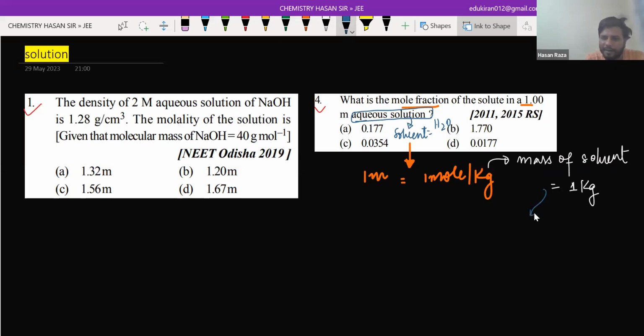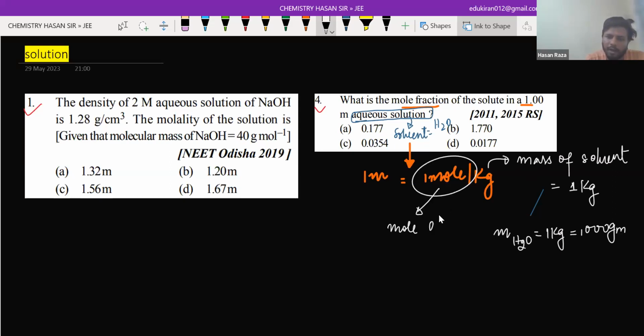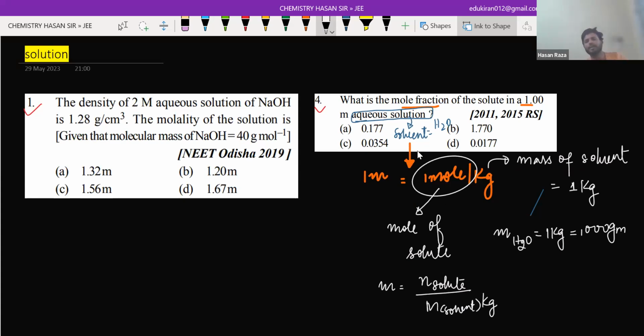That means indirectly it is given that the mass of H2O is 1 kg, or you can write 1000 gram. And this is your mole of solute. How do we know about this? Because molality is equal to number of moles of solute upon mass of solvent in kg. And you can see 1 mole per kg, that means moles of solute is 1, and mass of solvent is 1 kg, that means 1000 gram. And since it is an aqueous solution, the solvent will be water.